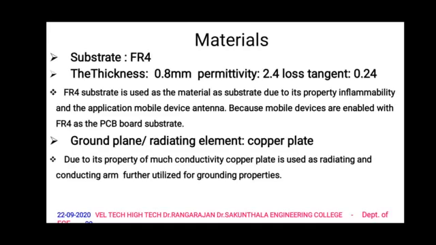Materials. The substrate is FR4. The thickness is 0.8 mm, the permittivity is 2.4 and the loss tangent is 0.24. FR4 is used as the substrate material and the application is mobile devices, because mobile devices are enabled with FR4 as the PCB board substrate. The radiating element and ground plane are copper plate. The copper plate is used as the radiating and connecting arm.